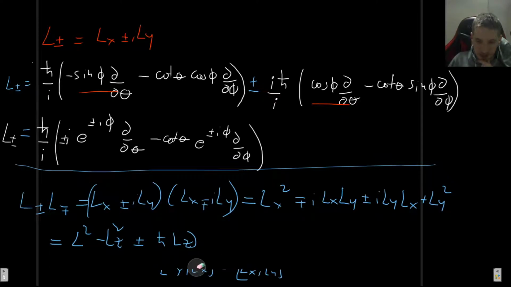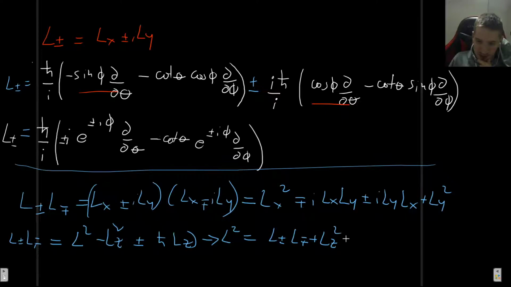And this is L plus minus, L minus plus. So we can now use this to write our operator L squared as L plus L minus plus, and then plus Lz squared minus plus h bar Lz. Okay, great. We are making progress here.